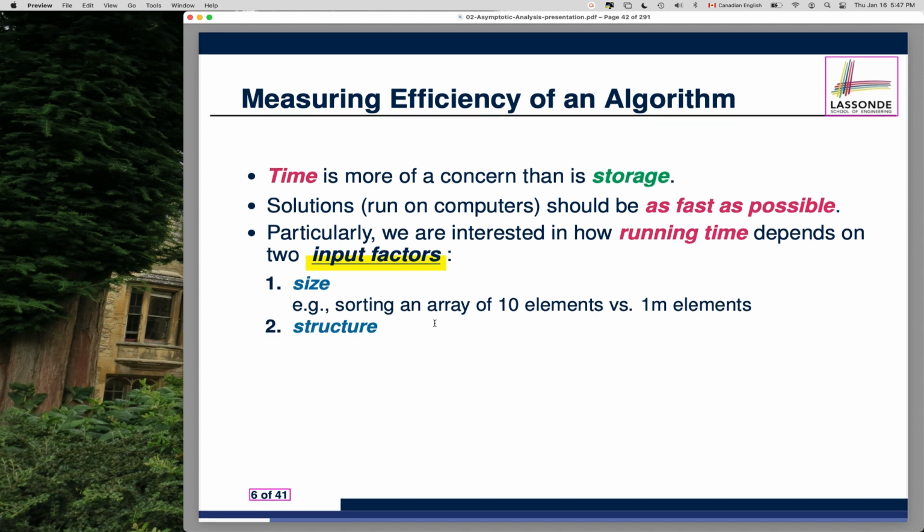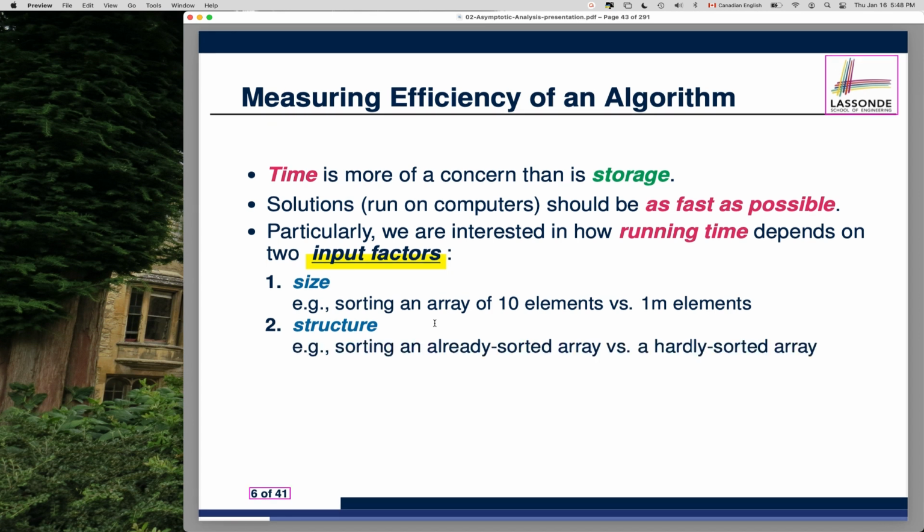All right, the second thing is about structure. That's something even more important. Let's say I'm talking about sorting. If I give you something that's already sorted, it shouldn't take too long for that to be sorted by applying the sorting algorithm. If I give you something that's hardly sorted, or not sorted at all, it might take a little bit longer. Right? So that's what I meant by structure. It's really hard to characterize the structure in general. We're going to see case by case, but we'll see later. Okay.